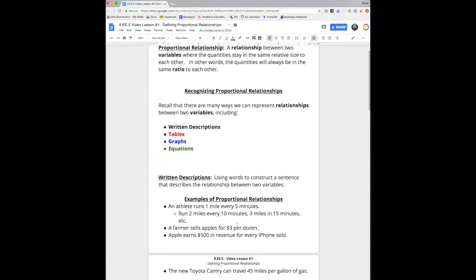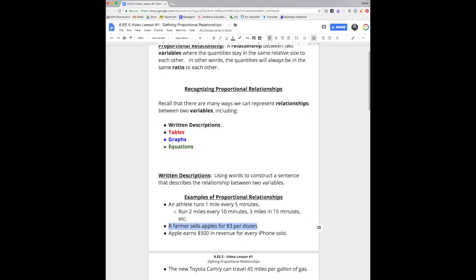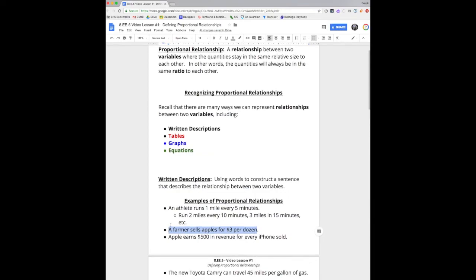Other examples would include if a farmer were to sell apples for $3 per dozen, or if Apple, the company, were to earn $500 in revenue for every iPhone sold, no matter how many iPhones they sell. A final example, if your car, a Toyota Camry, were to get 45 miles per gallon of gas, every gallon that it uses.